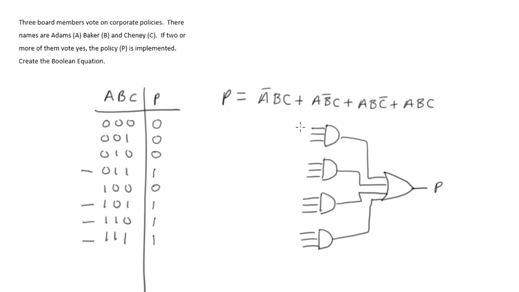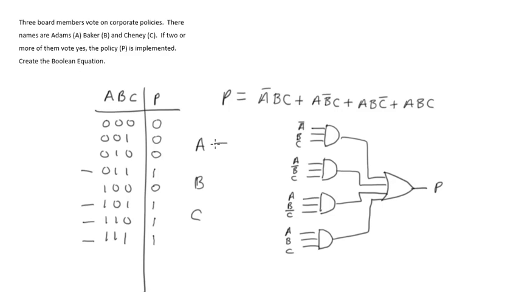The inputs for the first AND gate are A naught and B and C. The second AND gate has A and B naught and C. The third AND gate has A and B and C naught. And the last AND gate has A and B and C. Of course, we only have three inputs, A and B and C. So all of the A's connect to A, and all of the B's connect to B, and all the C's connect to C.